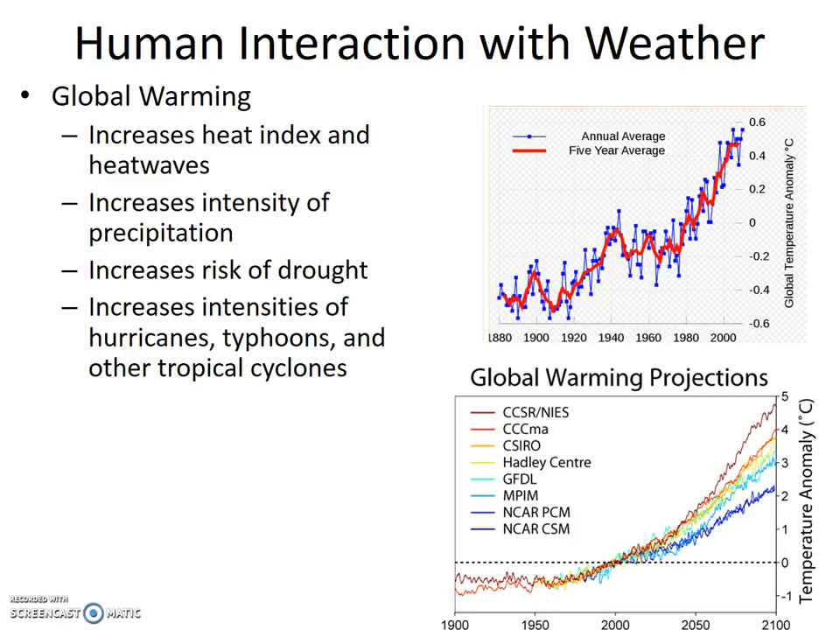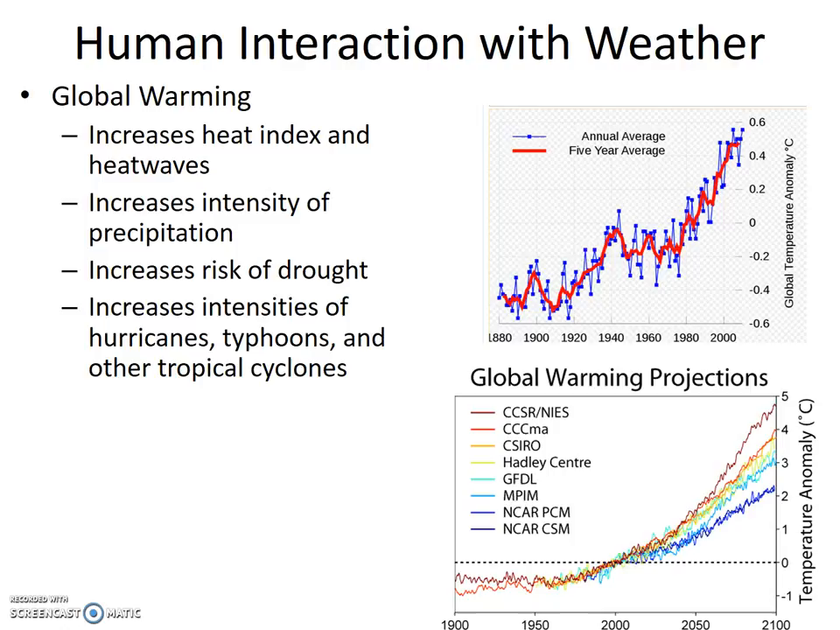Global warming is another example of human interaction with weather. As further discussed in the climate change section, global warming increases heat index and heat waves, increases intensity of precipitation, increases risk of drought, and increases intensities of hurricanes, typhoons, and other tropical cyclones.